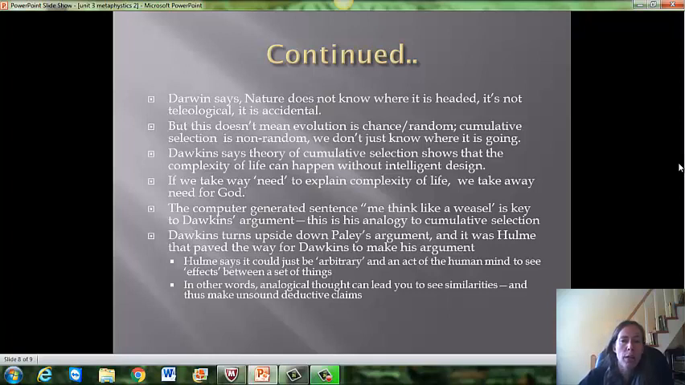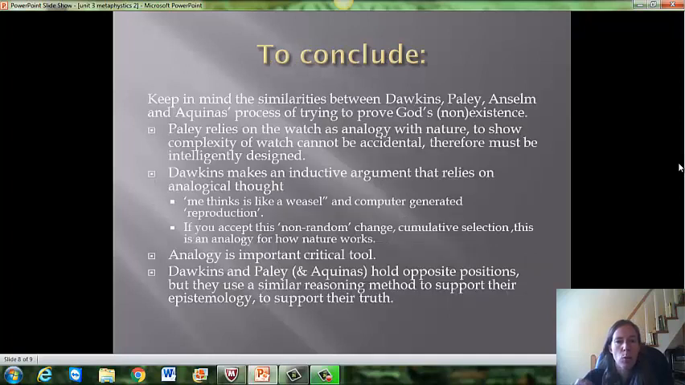So to conclude this unit, I'd like you to keep in mind the similarities between Dawkins and Paley, and I guess Anselm and Aquinas, and the process that they go through to try to prove God's existence or non-existence. Paley relies on the watch as an analogy with nature in order to show that the complexity of the watch can't be accidental, therefore must be intelligently designed, and therefore by analogy the universe or nature has got to be the same as well. There's got to be somebody who designed it.